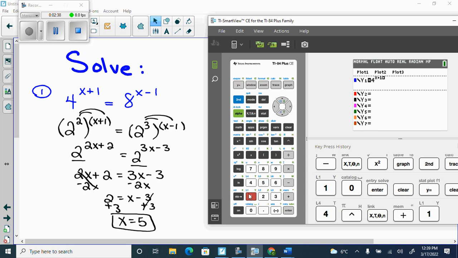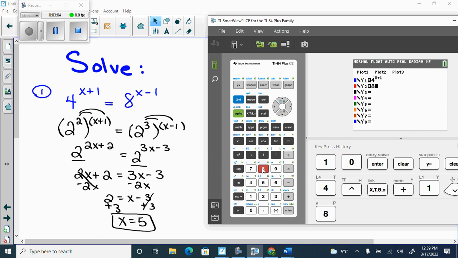Now, if you're someone with an older calculator, like a TI-83 or some of the TI-84s, and the exponent does not pop up, you get 4 and then a roof symbol and the exponent doesn't pop up. You have to put the exponent in brackets. If you do not, it doesn't know that it's 4 to the entire exponent x plus 1. So if you have the older calculators, make sure you put x plus 1 in brackets. And then we have 8 to the power of x minus 1.